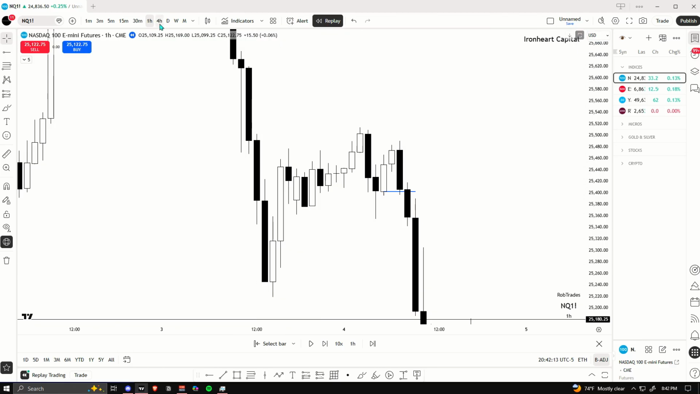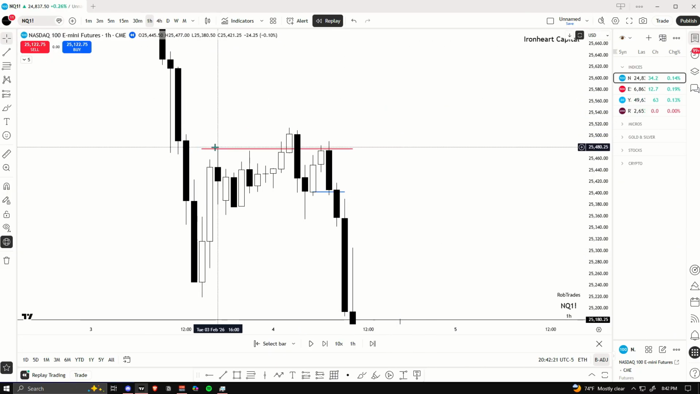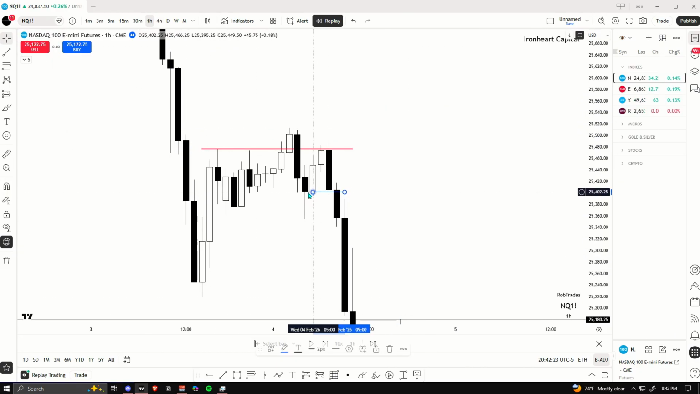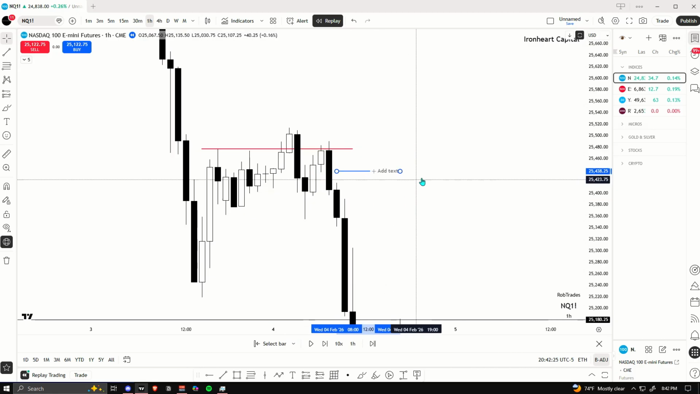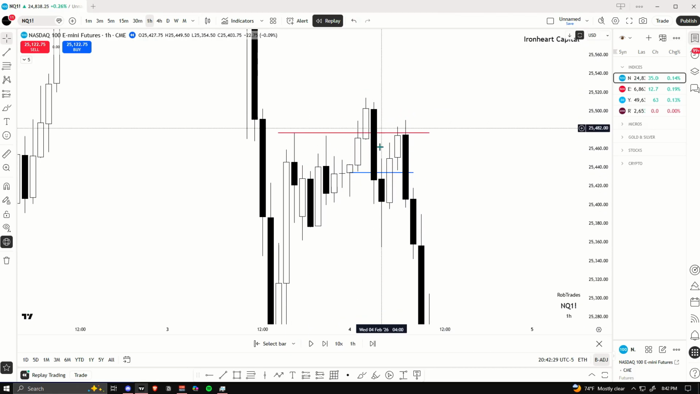Relevant level, if we go back to the 4-hour, we can just use this line so it's not an actual gap. Highs are taken, and then getting closed below there. That's your reversal. That is your bearish change in the state of delivery.